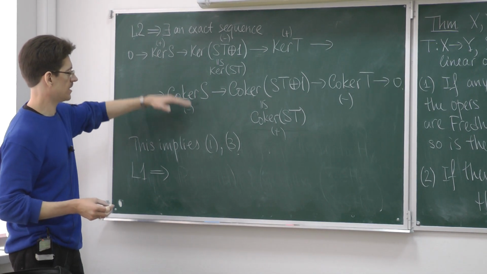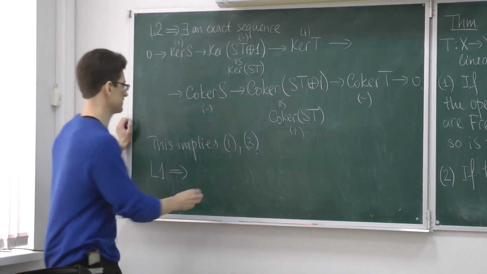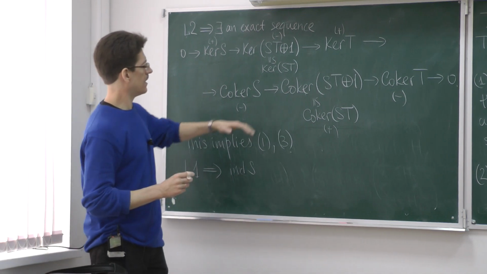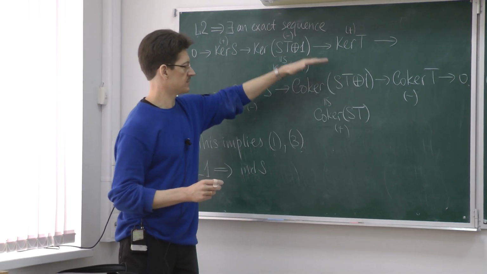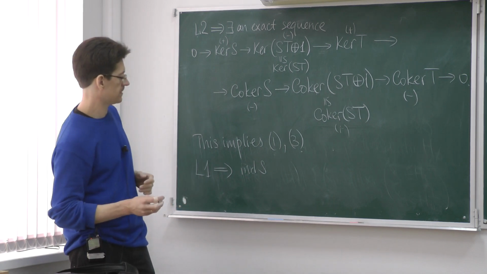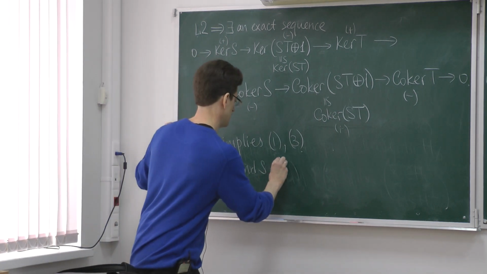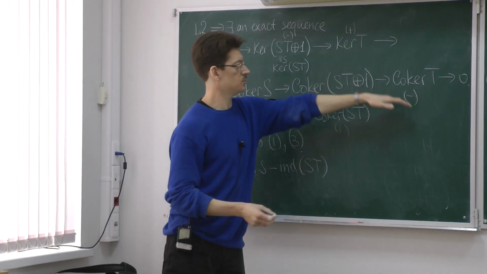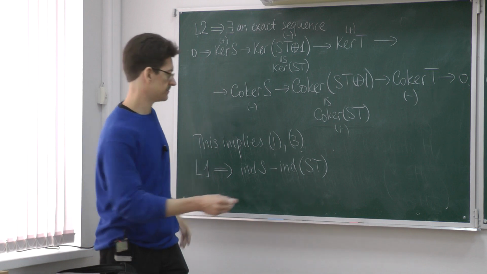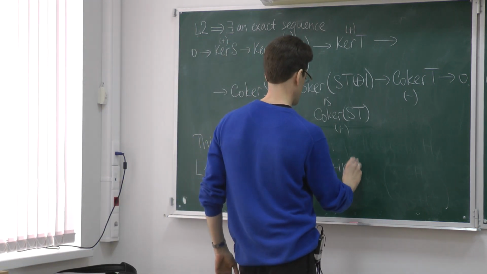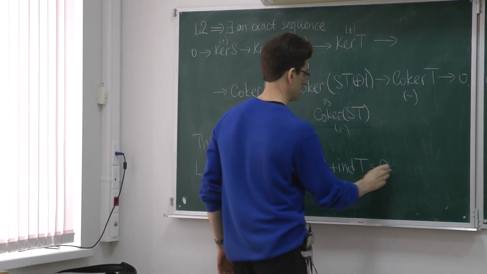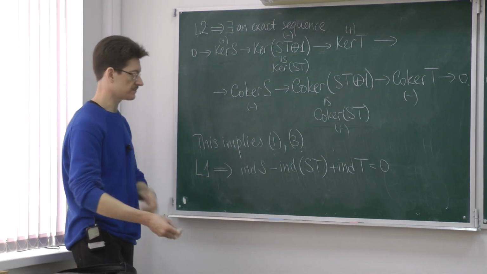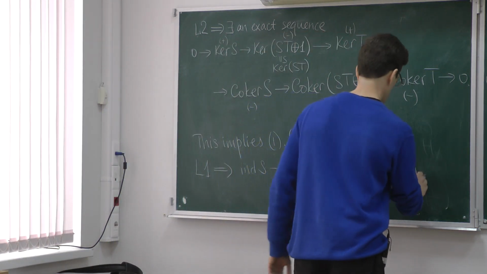These two members give us the index of S. These two spaces give us minus the index of ST. And finally, these two give us the index of T. And the sum is 0. And this is equivalent to the additivity of the index. So the proof is complete.